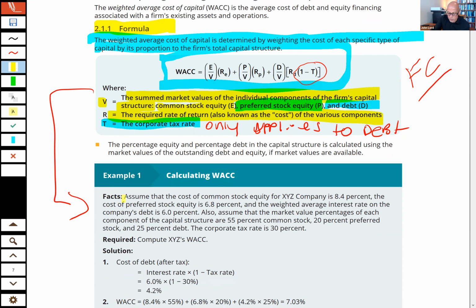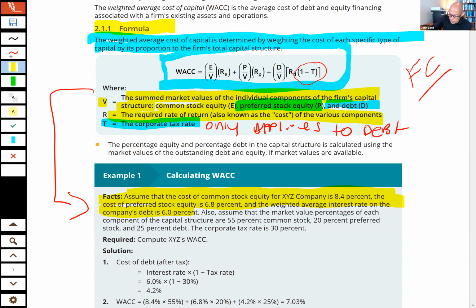So we have the facts here. Assume the cost of common stock equity for XYZ is 8.4%. The cost of preferred stock is 6.8%. And the weighted average interest rate on the company's debt is 6.0%. And we're going to look in the upcoming pages as to how to calculate those various numbers that were given there for the E and the P and the D. Right now, we're just showing if you were given those in a question, then this is how you would apply them to calculate the weighted average cost of capital.